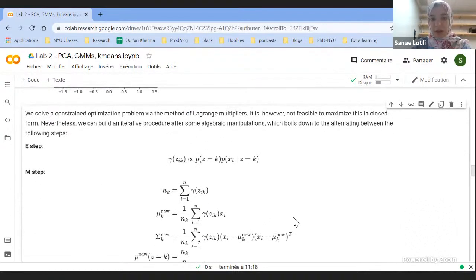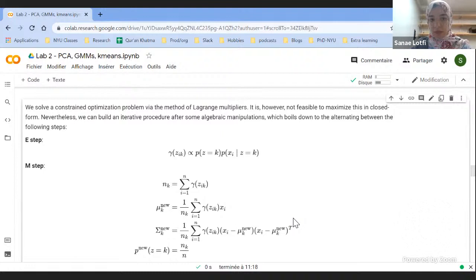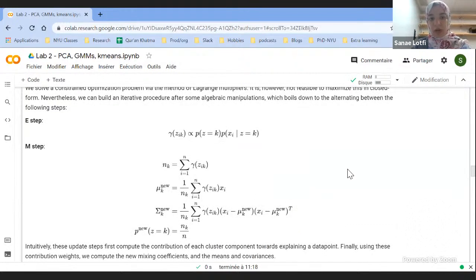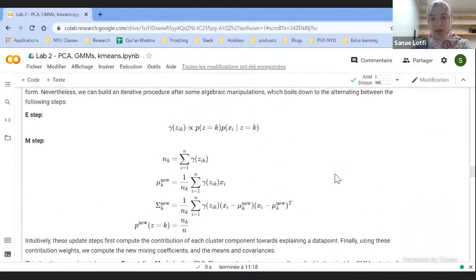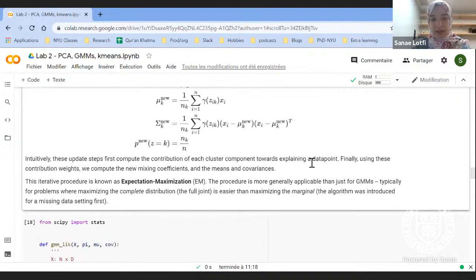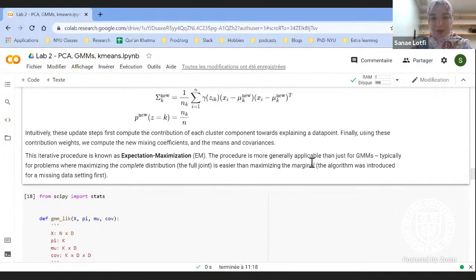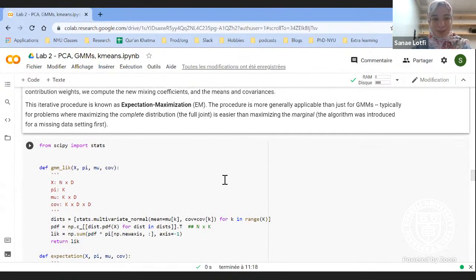Here is a reminder of the EM algorithm, the expectation maximization algorithm. We solve a constrained optimization problem via the method of Lagrange multipliers, but it is not feasible to maximize this in closed form. But we can consider this way to resolve it instead. I don't know if you need further explanation for the EM algorithm, but I can give that during my time on Gather Town. So feel free to tell me if you need that.